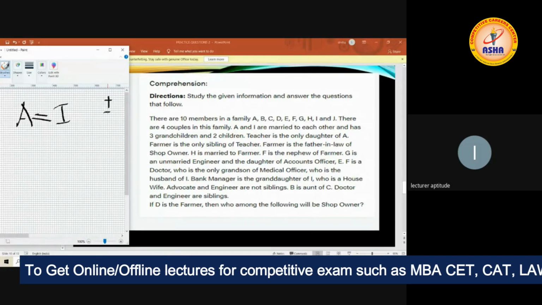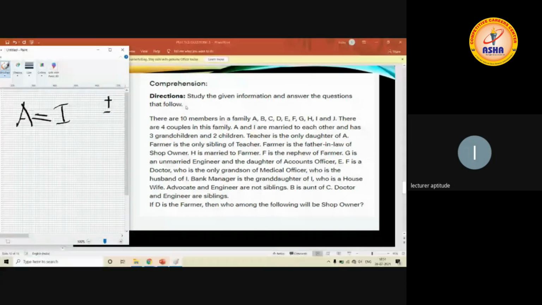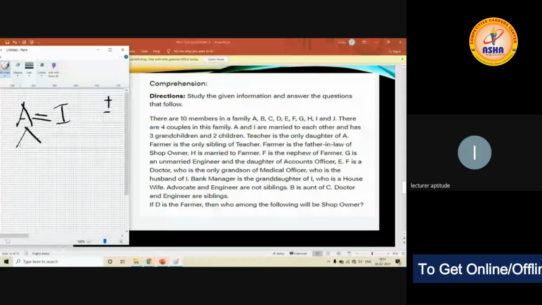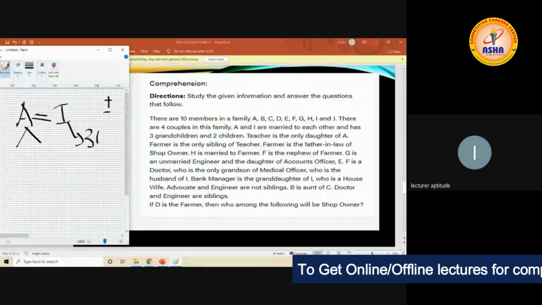It has 3 grandchildren and 2 children. Teacher is the only daughter of A. So A and I have 2 children, and this pair has 3 grandchildren also. Then teacher is the only daughter of A. Farmer is the only sibling of teacher.